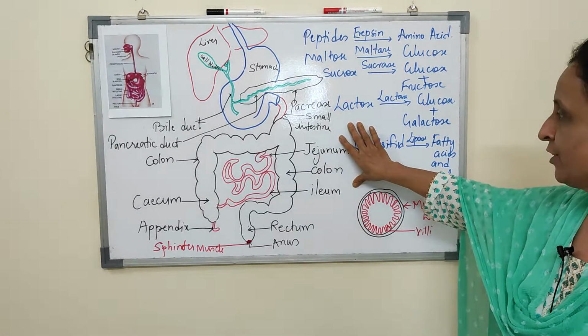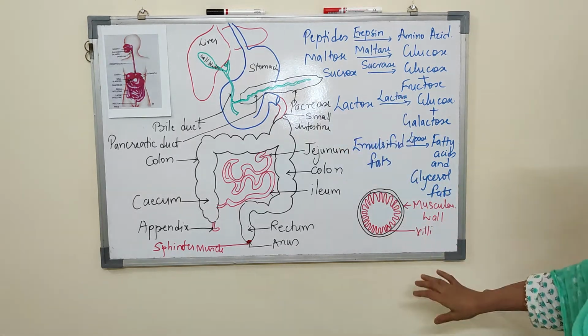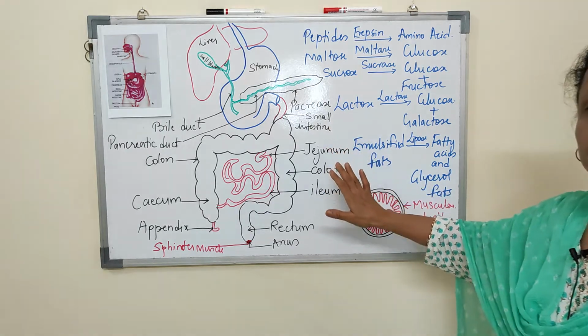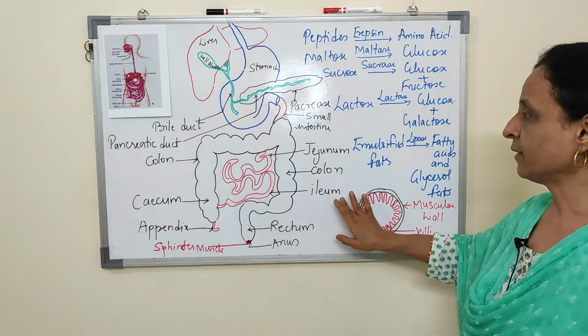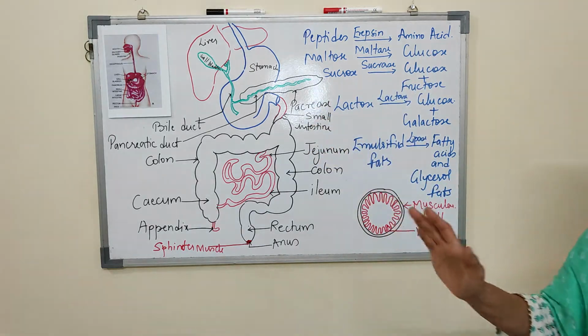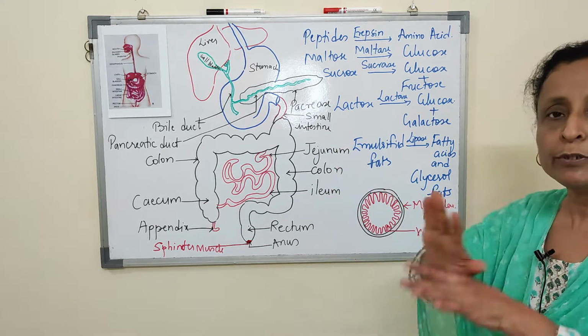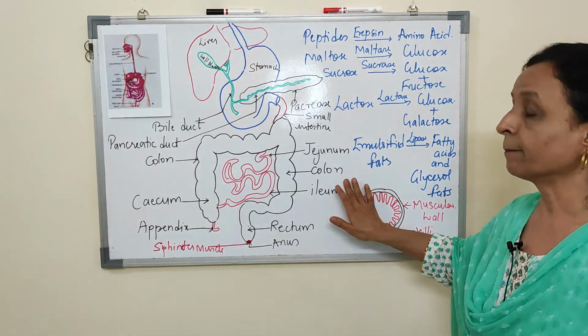Now after the digestion in the upper part of the intestine, as you have seen, which is divided into three parts, that is duodenum, jejunum and ileum. So we have already seen what digestion takes place in the duodenum. In the jejunum, no digestion takes place, and now it has come into the ileum.